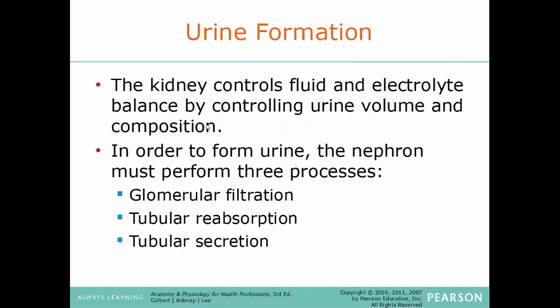Alright, now we'll go into more detail about the actual formation of urine. Now the kidney controls fluid and electrolyte balance by controlling the urine volume and its composition. In order to form urine, the nephron must go through three processes. We've talked about these, or we mentioned these before. Glomerular filtration, tubular reabsorption, and tubular secretion.